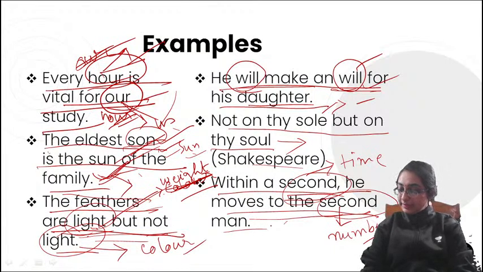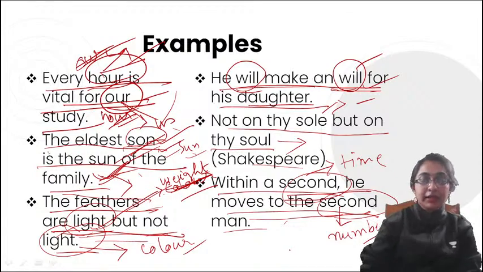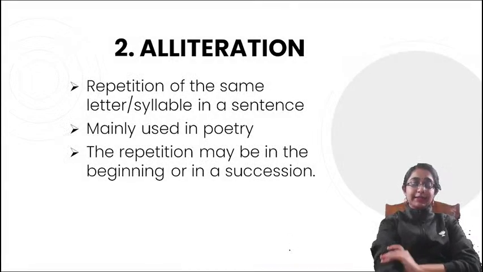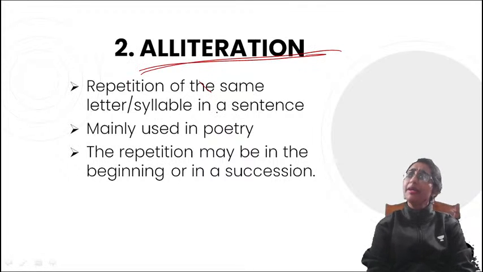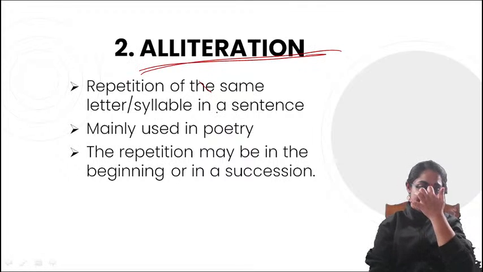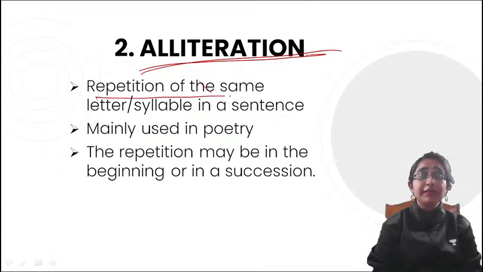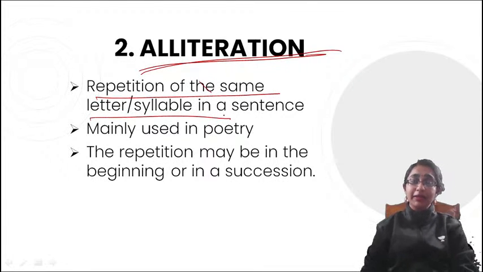Okay, so these are the examples of pun. Now, next important figure of speech is alliteration. Very easy and very common figure of speech. Repetition of the same letter or syllable in a sentence. That is called alliteration.